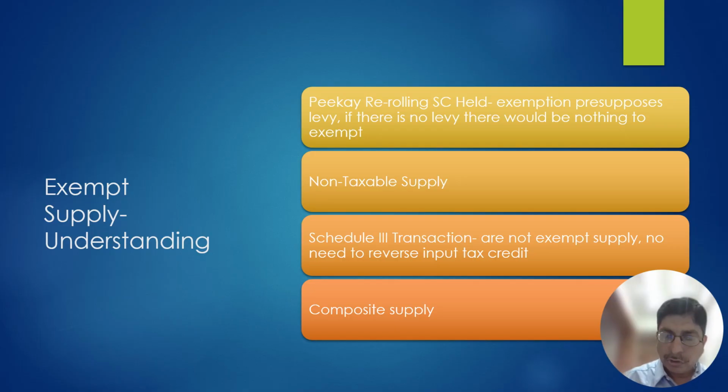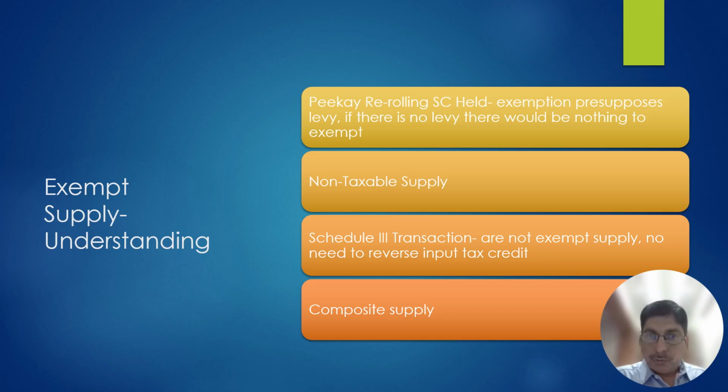However, is it right to say non-taxable supply is also exempt supply? It is illogical because just now we said that exemption presupposes levy. When I say something is exempt, it means it is otherwise chargeable to tax. However, non-taxable supply is not leviable to tax. But the lawmakers have specifically made non-taxable supply as exempt supply.